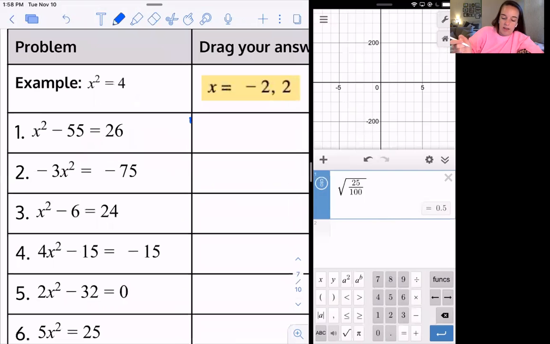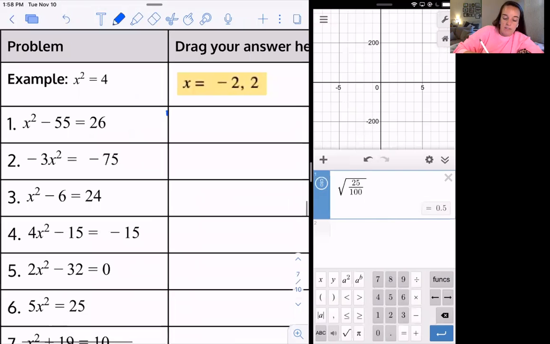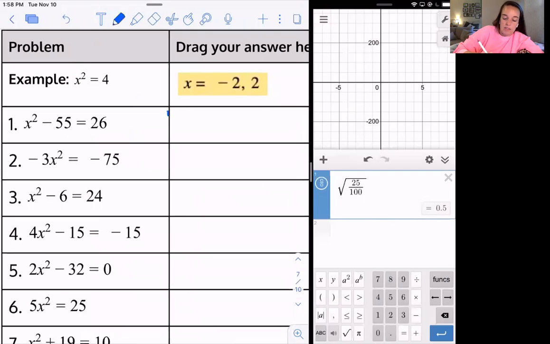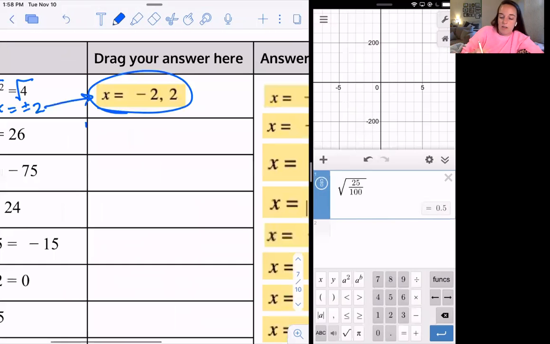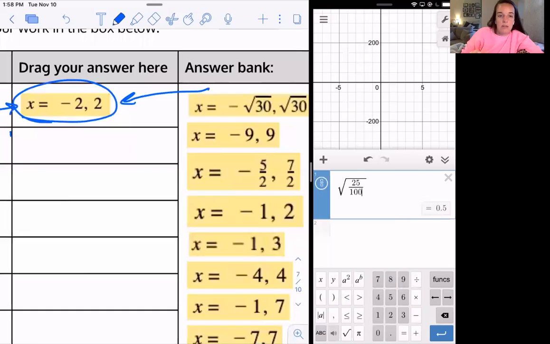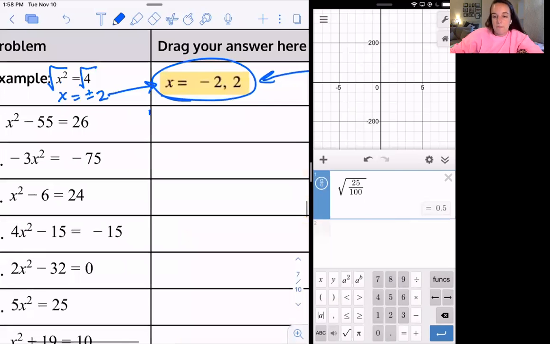So I'll start with the example, right? I have just x squared by itself. So I'm going to go ahead and take the square root of both sides. And I get x is equal to positive or negative 2. And that's how I ended up with this yellow answer here. Right, so I dragged that over from the answer bank, put it in right there. Okay.